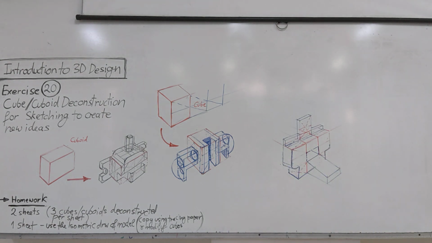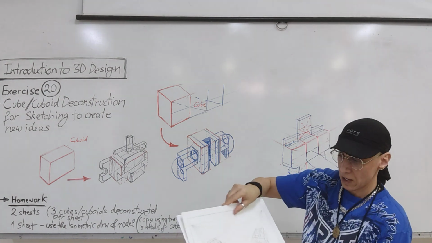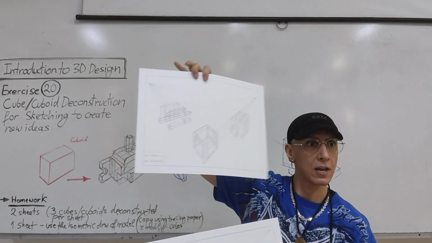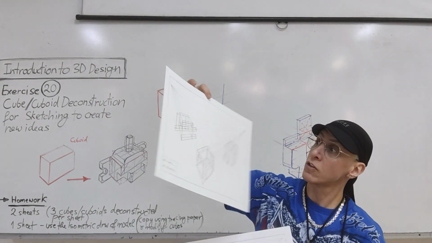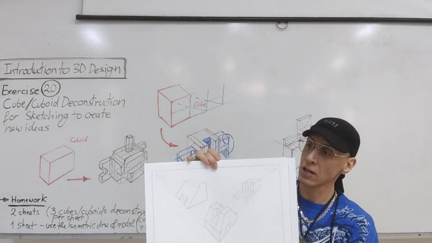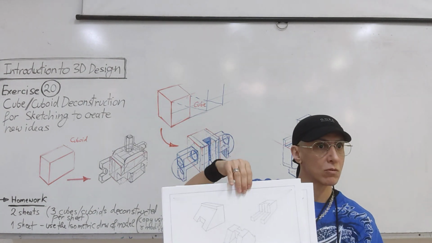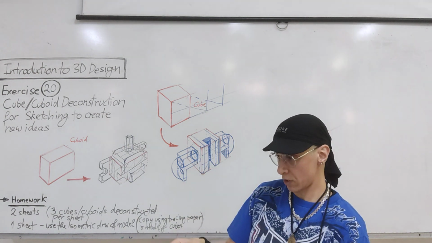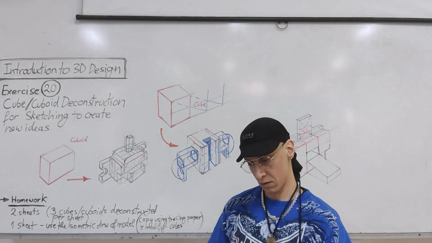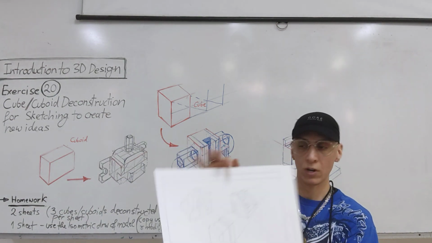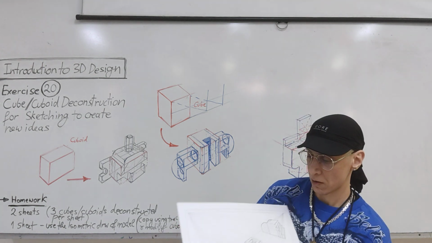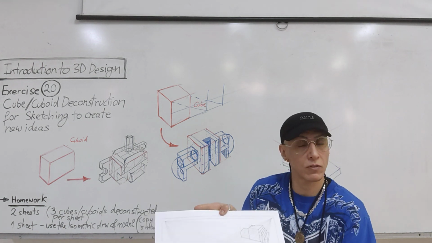And here are some examples from other students. I will put them there. You can see some examples here. Now please, you need to have 3 per page. So this is 1 page, 3 objects, okay? Look here again, 3 objects, okay? 3 objects per sheet. So each design is different, as you can see.